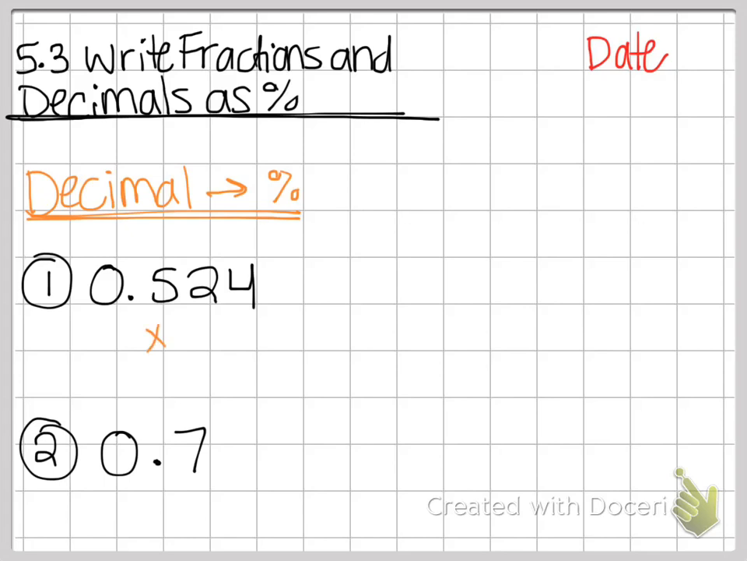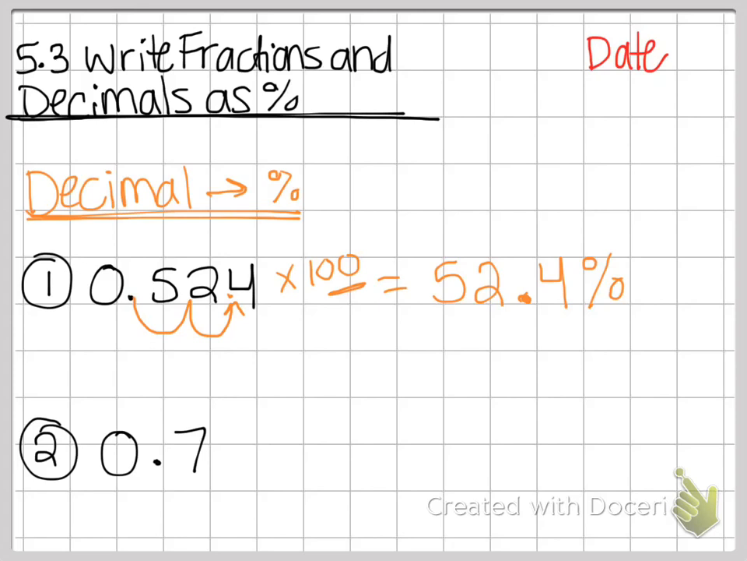And I can multiply it by 100 this way, but that is not the most efficient way. I know that whenever I multiply a decimal by 100, the decimal moves to the right. So if I multiply 524 thousandths by 100, I know there are two zeros in 100, so my decimal moves 2 times to the right. So now my percentage is 52 and 4/10%. So wherever that decimal is, that is where it stays, and then you add a percent sign at the end of it.